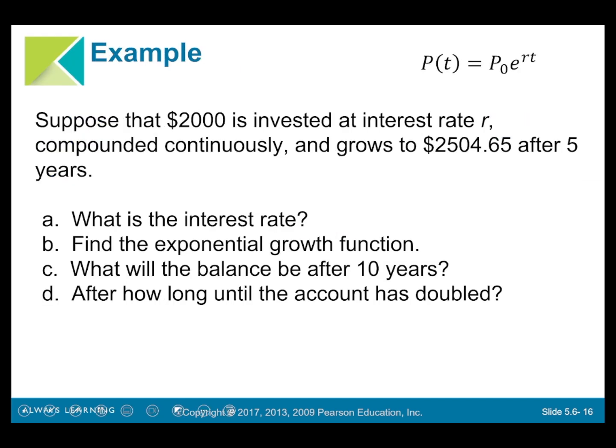So let's suppose we have $2,000 invested at an interest rate r. So it's not given to us. We'll be able to solve for it. We do know that the account grows to $2,504.65 after 5 years. So we're going to find the interest rate. We're going to find the exponential growth function. And then we're going to find the balance after 10 years. And then think about how long until the account has doubled.